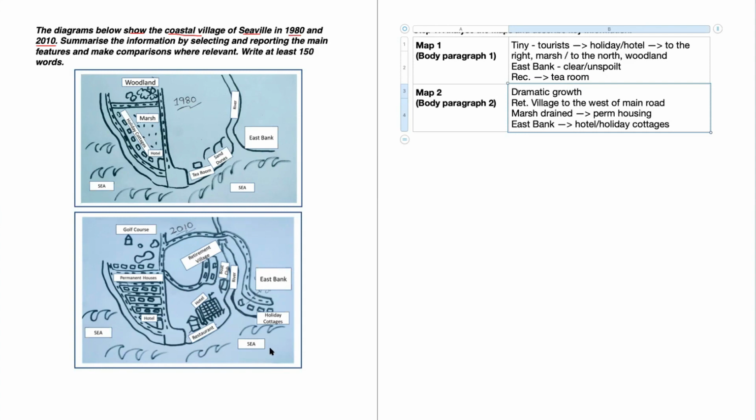If we also keep looking at these areas and these changes, we see that the woodland area, which was to the north of the holiday cottages, has been replaced by a golf course. So I'm going to also make a note of that and say woodlands, and we'll say it's been replaced by a golf course.